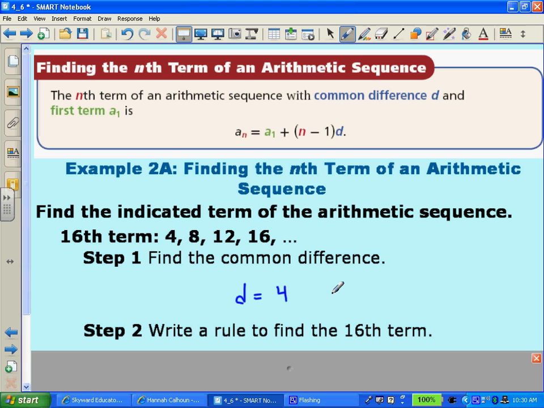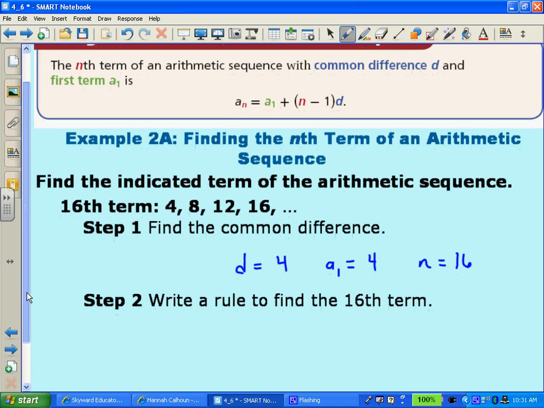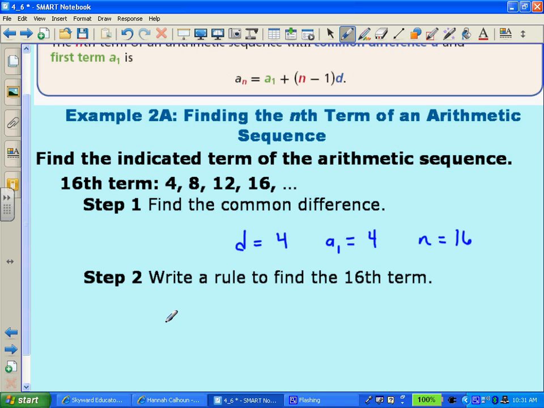Now, if I look up at my equation, I need to know what a sub 1 is. And a sub 1 is my first term, which is 4. I also need to know what n is. Well, n is the term I'm trying to find, and the problem tells me I'm trying to find the 16th term. So d is 4, a sub 1 is 4, n is 16. Then all I'm going to do is plug those values into my formula.